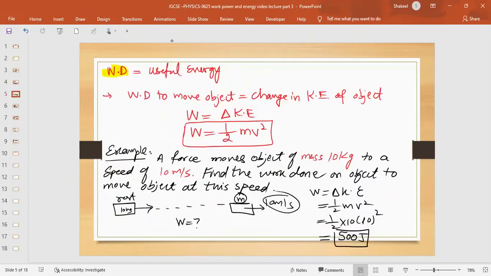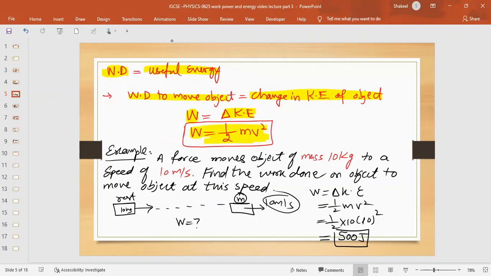Well, work done is equivalent to useful energy. The work that you do on some object will be used to move that object vertically upwards. So work done to move the object is equivalent to change in kinetic energy of the object. This is the movement case: if you do some work on the object and that object gains some speed, it means that kinetic energy is gained because of your work. So work done in this case will be equivalent to 1 by 2 mv square.